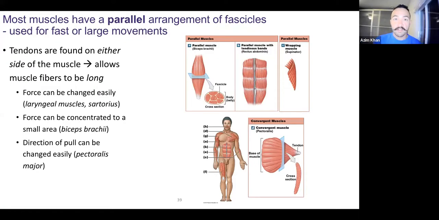Hey everyone, welcome back. We are in chapter 10, slide 39. We're wrapping up chapter 10. We've talked all about muscle tissue, focusing mostly on skeletal muscle.